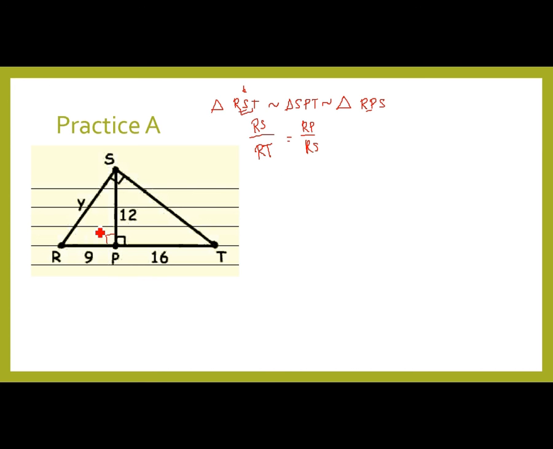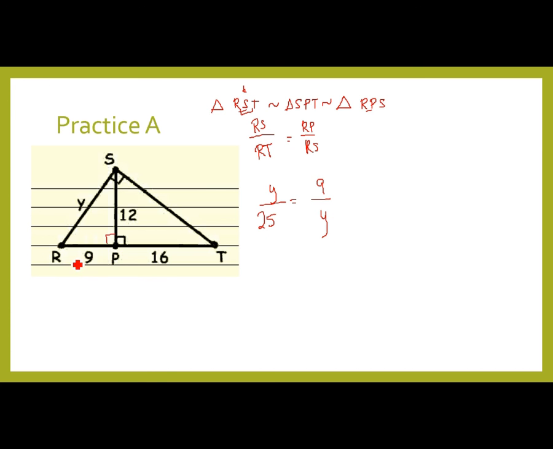So let's look at those. RS is y, is to RT. Our whole length of RT is 25. And then looking at RP, that's 9, is to RS. Well, that's y again.